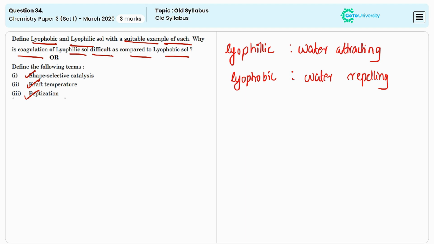So for defining each term, you will get 1 mark, so the total mark will be 3.